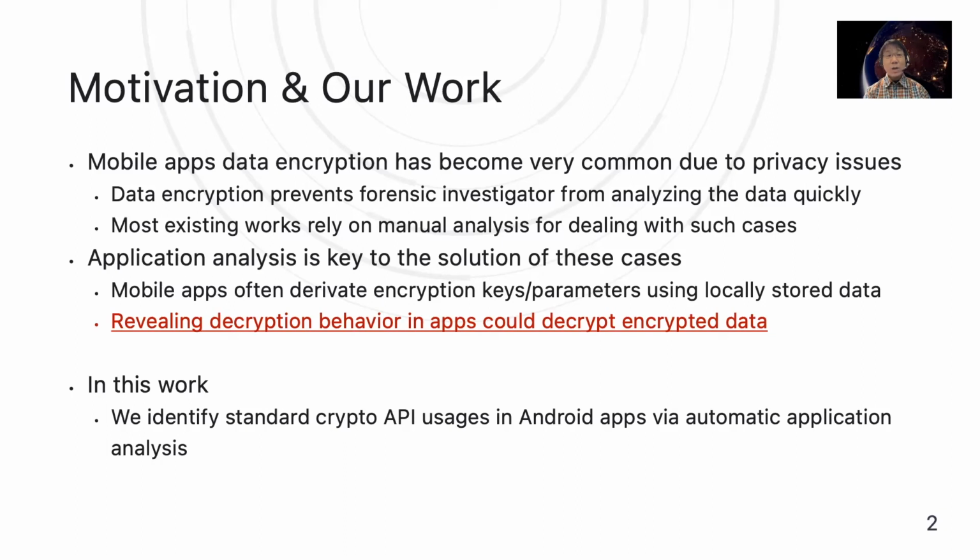For handling mobile apps encryption, application analysis is key to the solution because mobile apps often derive encryption keys and parameters using locally stored data. Then just revealing decryption behavior in apps could decrypt encrypted data. So in this work, we identify standard crypto API usages in Android apps via automatic application analysis.